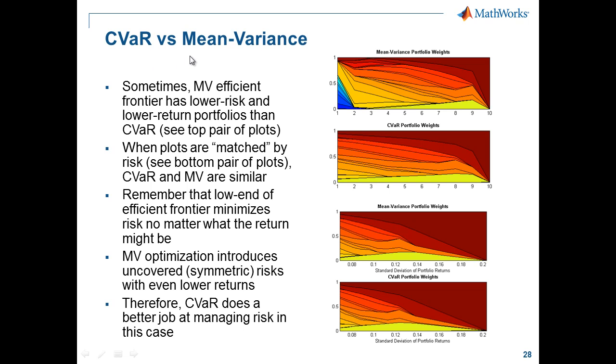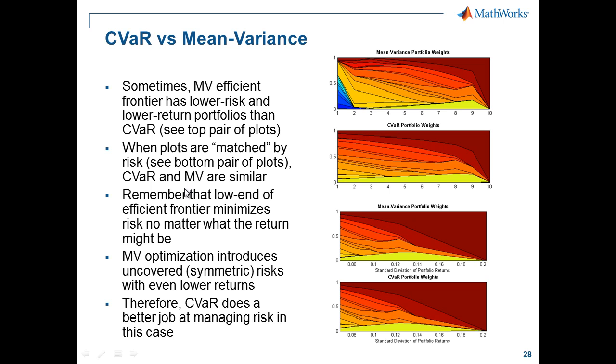Because we've run both CVaR and mean variance, and there are some differences that we've seen, there's a question about that. In some cases, mean variance efficient frontiers have lower risk and lower return portfolios than the CVaR portfolios. And you can see these uncovered positions coming in over the entire frontier. But when you match these plots for risk, in other words, if you take this standard deviation of portfolio returns and find the mean variance portfolio return that has the same level of standard deviation, that would be here. And then put these plots side by side, you end up with something that's very similar.